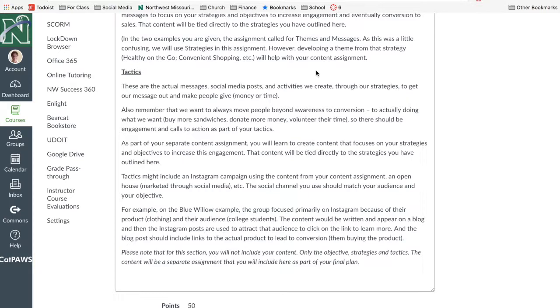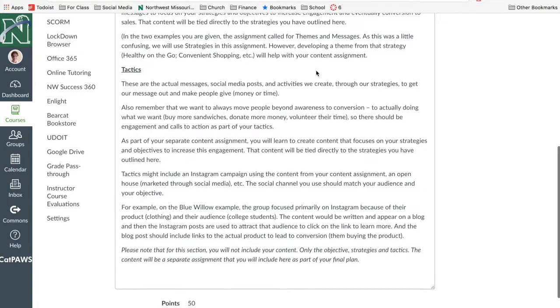So we want college students to see that we have clothing for them. By saying that in my strategy, show them, I give my tactic right there. What's the best way to show college students anything? Instagram, because you have images and you can show images of the clothing. So Instagram is automatically going to be one of our tactics.